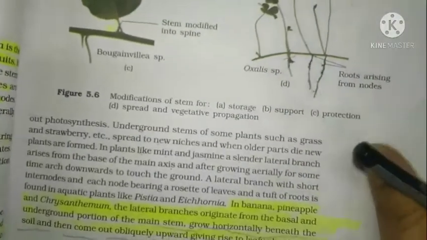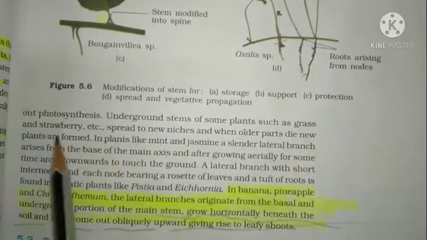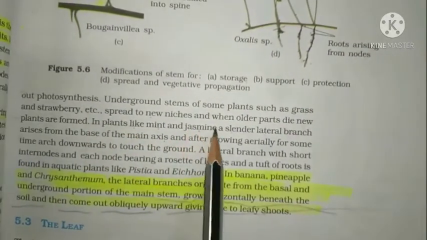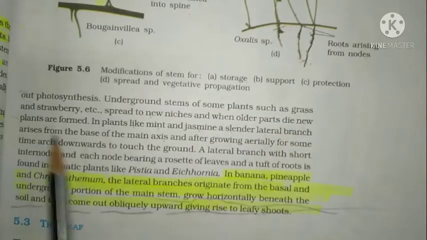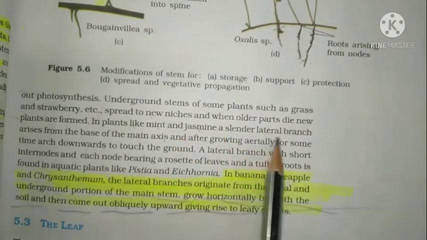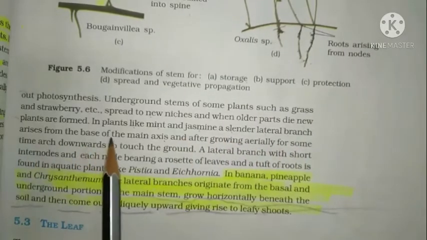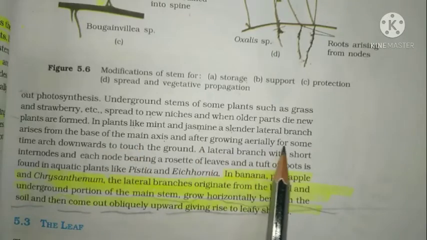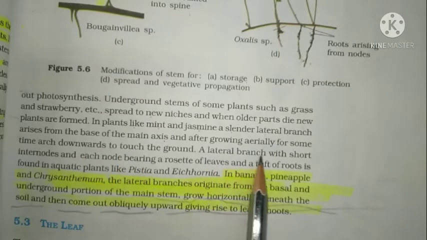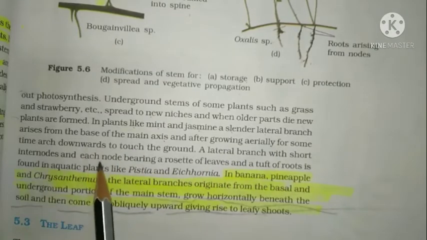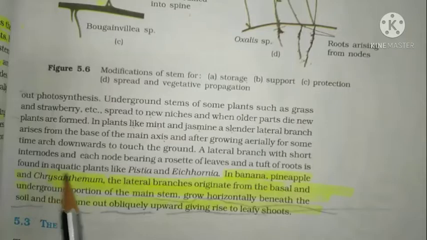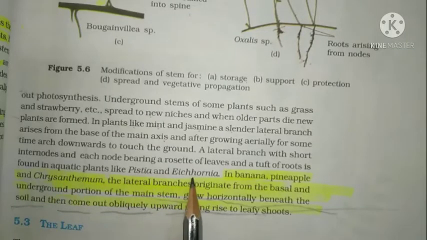An underground stem of some plants such as grass and strawberry spreads to new niches, and when older parts die, new plants are formed. In plants like mint and jasmine, a slender lateral branch arises from the base of the main axis, grows aerially for some time and then arches downward to touch the ground. A lateral branch with a short internode, each node bearing a rosette of leaves and a tuft of roots, is found in aquatic plants like Pistia and Eichhornia.